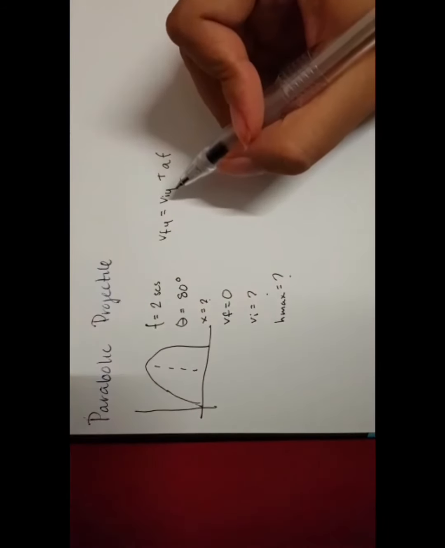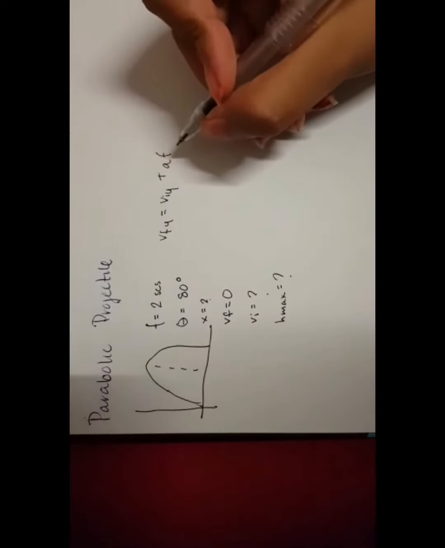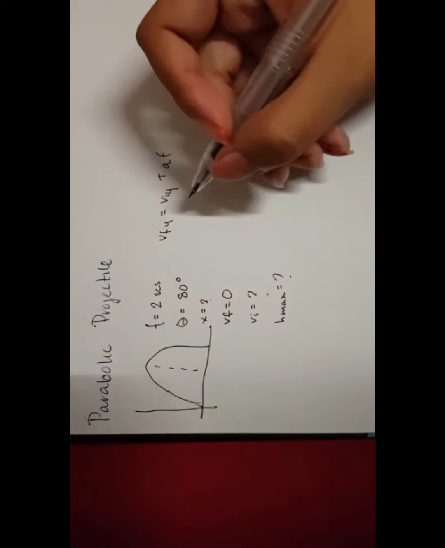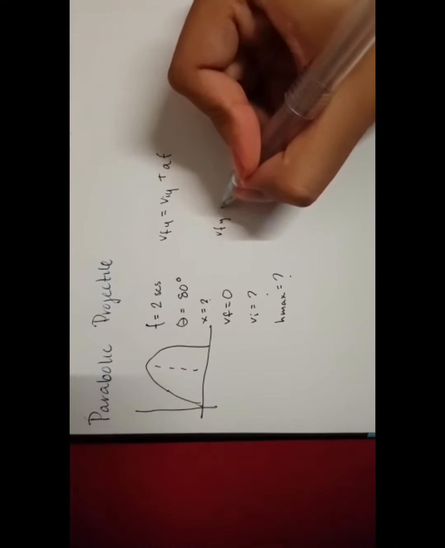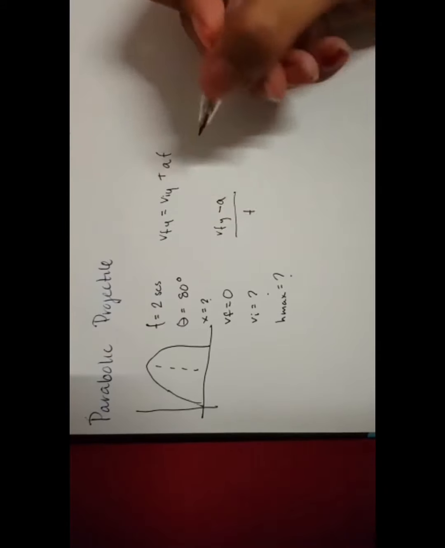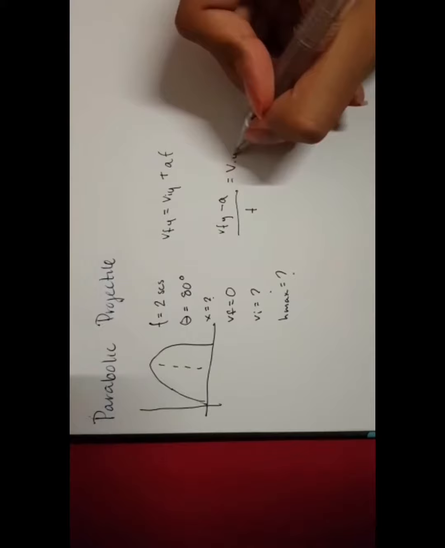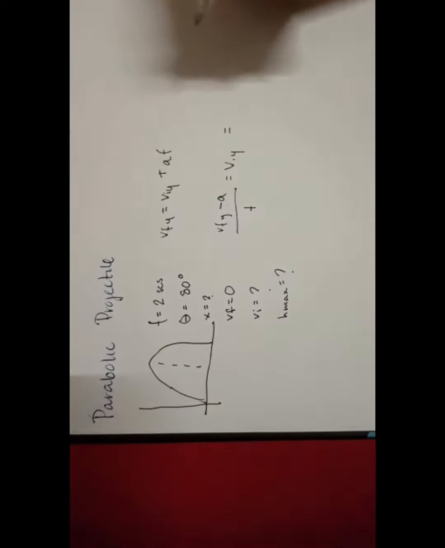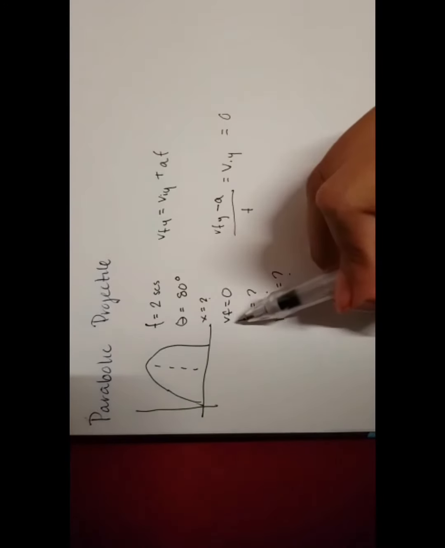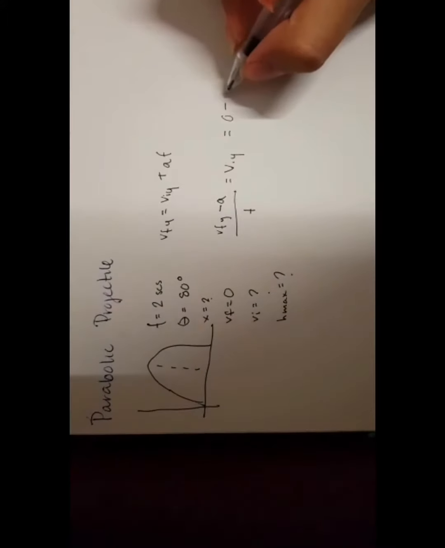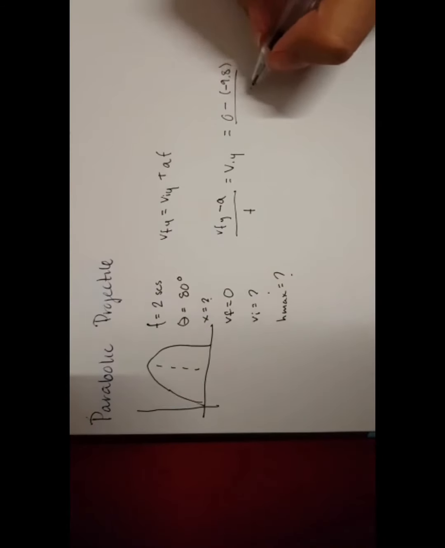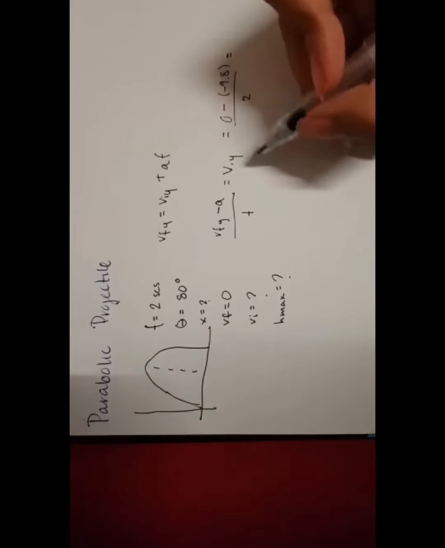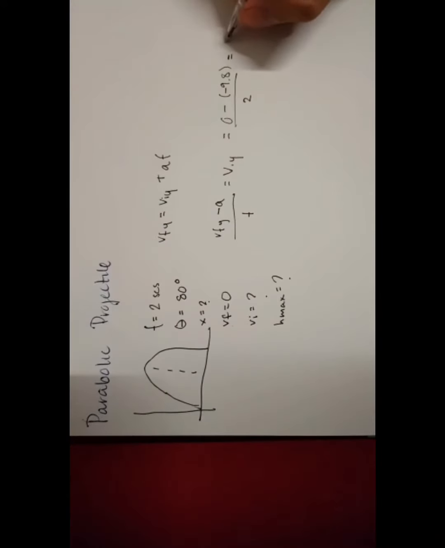Since we only need the initial velocity on the y, we have to pass this to the other side, and that will be final velocity on the y minus acceleration over time, equal to initial velocity on the y. Substituting the values, that will be 0, because the final velocity is equal to 0, minus the acceleration, which would be minus 9.8 over the time, which is 2 seconds. And the initial velocity would be 4.9 meters per second.